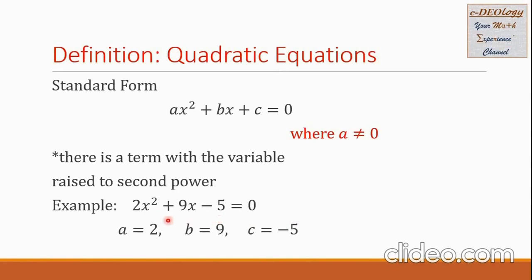Take note that the a is the coefficient of x squared, so a equals 2. The b is the coefficient of the x, so in here the b equals 9. And the c is the constant, so c is equal to -5. Do not forget the sign of the constant.